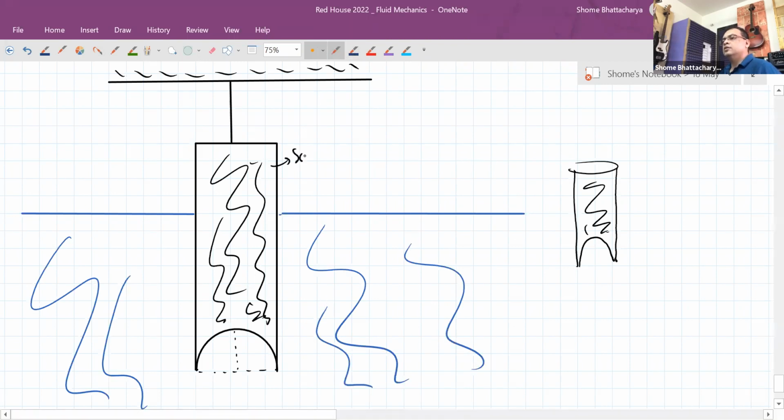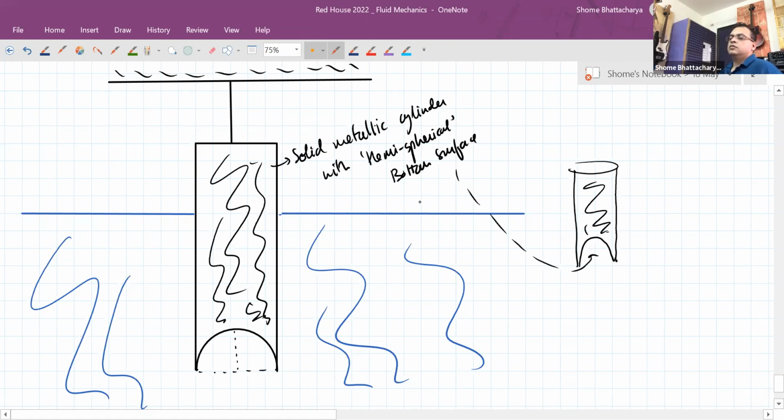So this is a solid metallic cylinder with a hemispherical bottom surface, which is this surface here. Okay. So it has a radius r and length L, which is equal to 6r. So this length is equal to 6r.